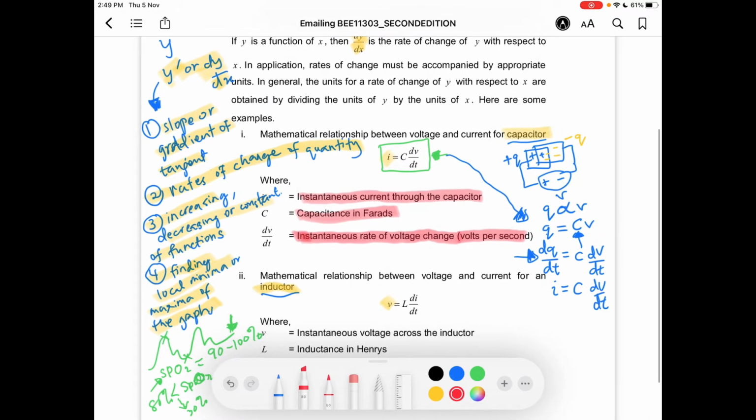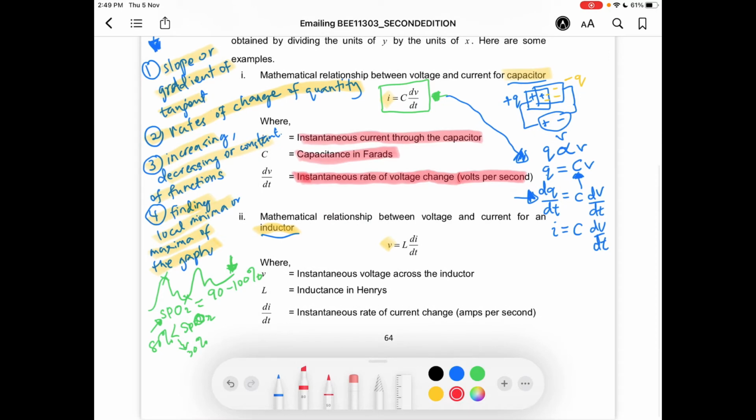Well, don't get too panicked about this. This is actually fun to learn, yeah.